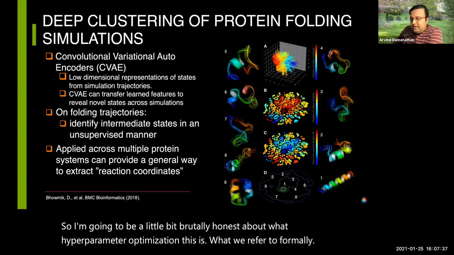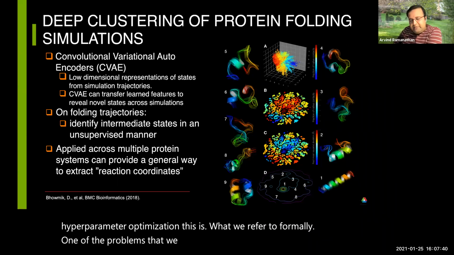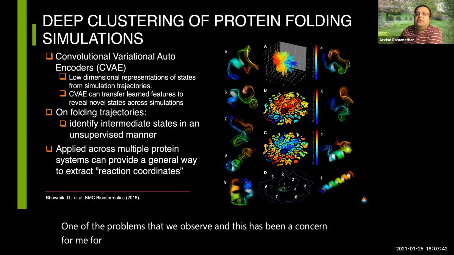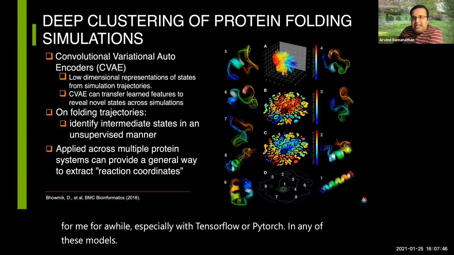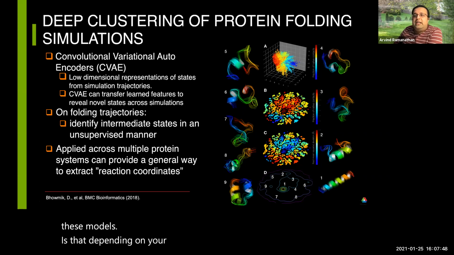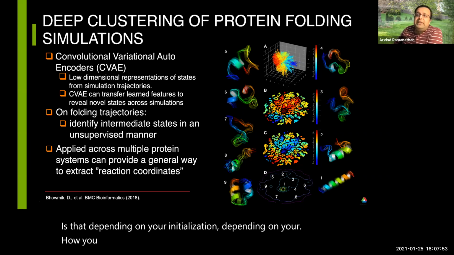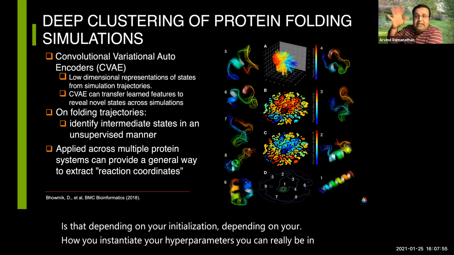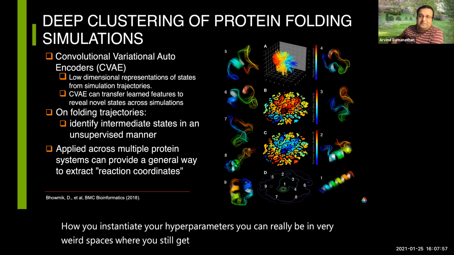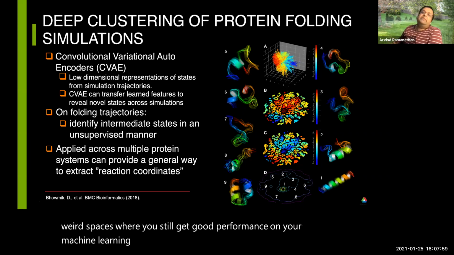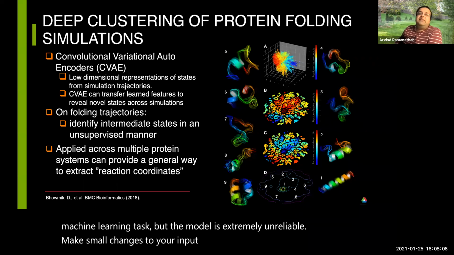One of the problems that we observe, and this has been a concern for me for a while, especially with TensorFlow or PyTorch and any of these models, is that depending on your initialization, depending on how you instantiate your hyperparameters, you can really be in very weird spaces where you still get good performance on your machine learning task, but the model is extremely unreliable. Right? Make small changes to your input and your results will be drastically different.